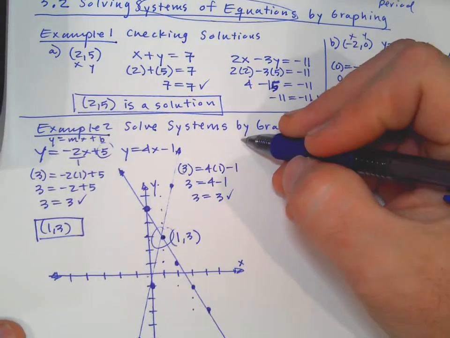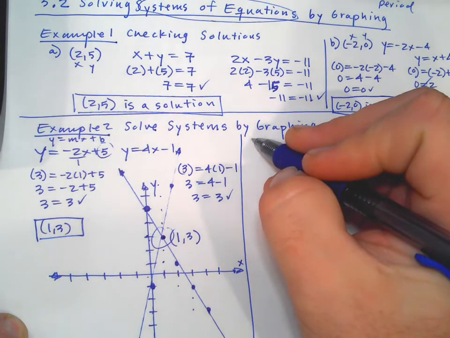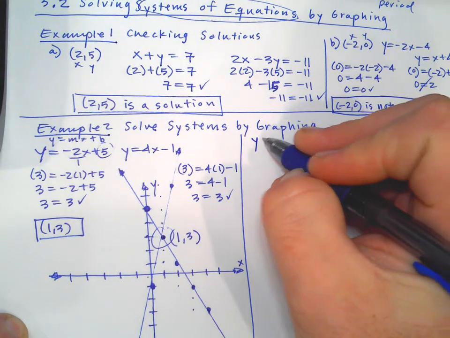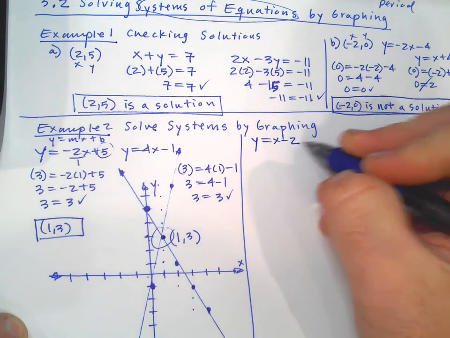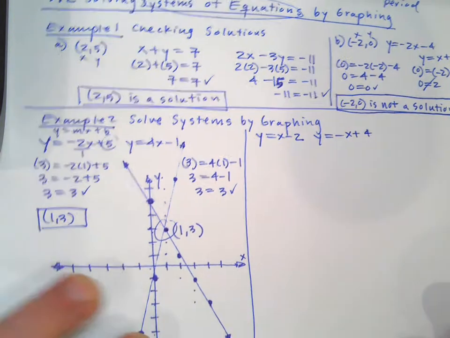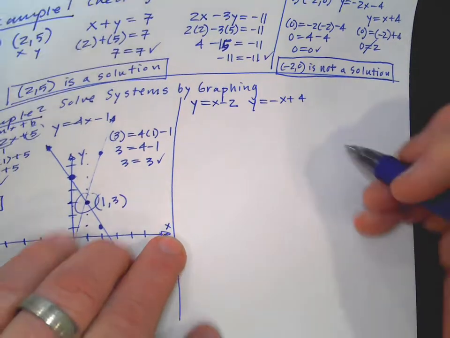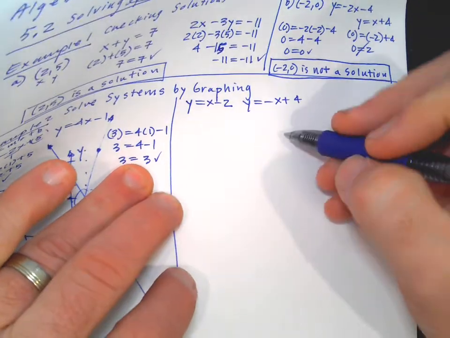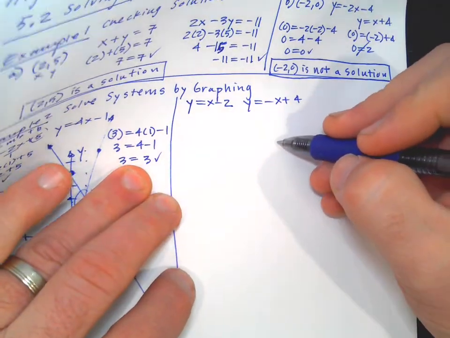So let's do another one. Y equals x minus 2 and y equals -x plus 4. Let's try that one. So graph paper would be helpful here. If you can, pause the video and try it and just see if you're getting the hang of it.